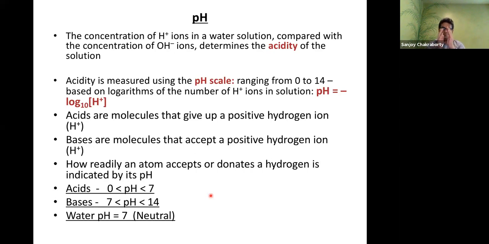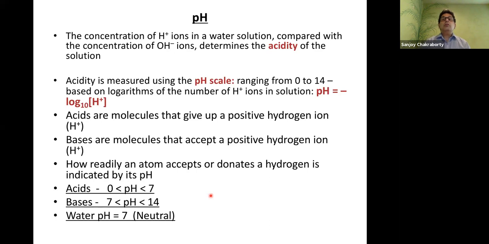The second thing, very important: the more you go from 7 towards 0, the more acidic it is, so the stronger the acid. The more you go from 7 towards 14, the stronger the alkali. So one more time, below 7 is acidic, above 7 is alkaline. The more you go towards 0, the stronger the acid. The more you go towards 14, the stronger the alkali. So pH 4 and pH 5: pH 4 is a stronger acid compared to pH 5.